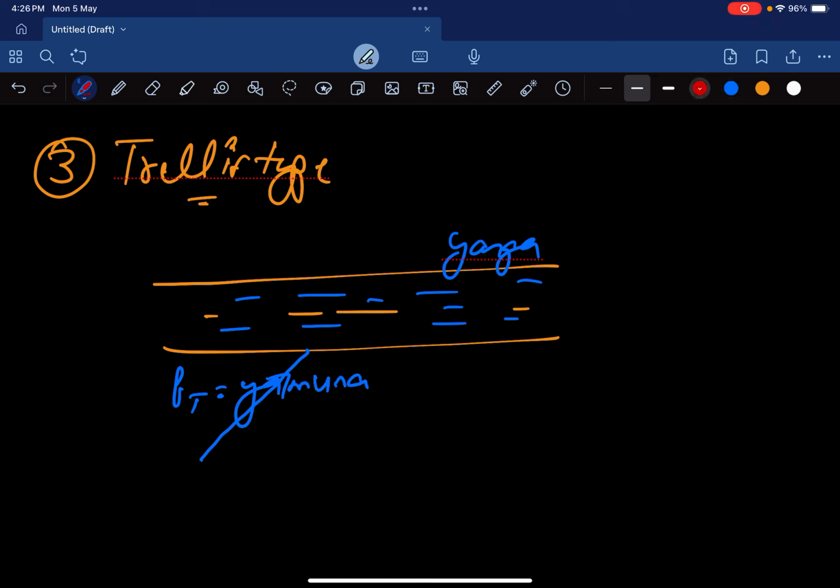Right. Now, the subsequent tributary means the tributary of the primary tributary. For instance, let's say Chambal. Chambal is a tributary of the river Yamuna, right? So if it is joining the primary tributary at a 90-degree angle, as a subsequent tributary, then it is called the trellis type.